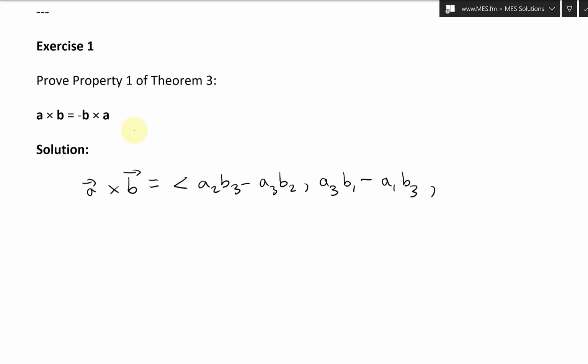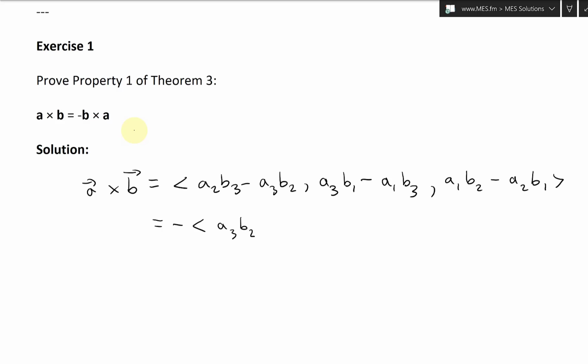And then the next one is going to be A1, B2 minus A2, B1, like that. Now what we're going to do is take a negative out of this whole thing, and then switch these around. If you factor out a negative, this becomes negative, this becomes positive, because if you factor out a negative from a negative, it becomes positive, and from a positive, it becomes negative.